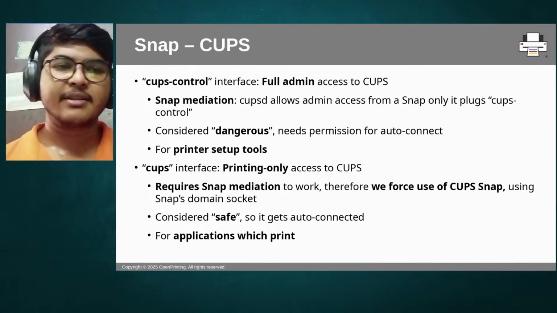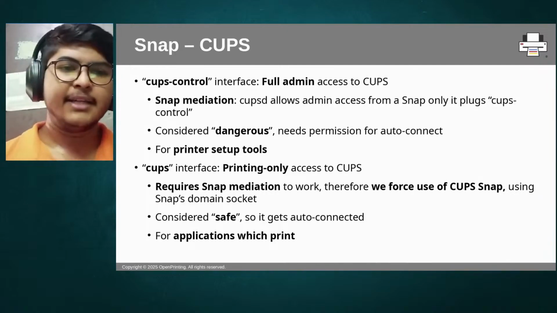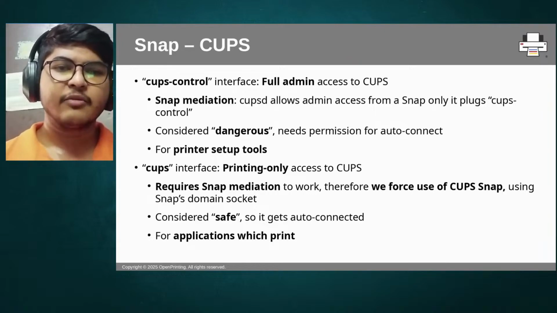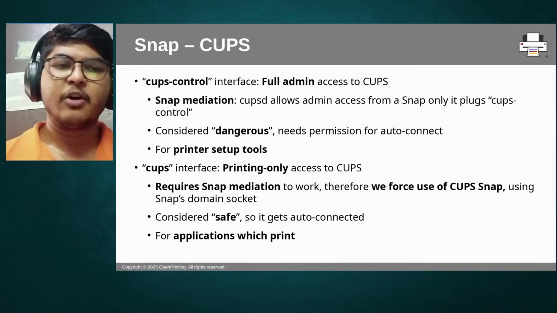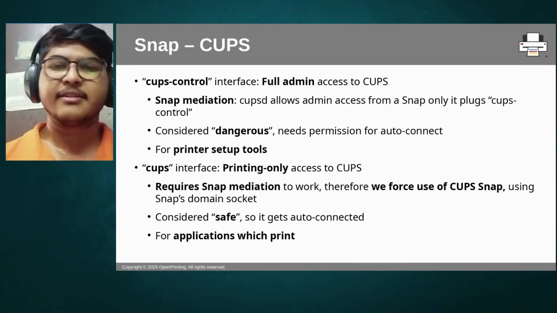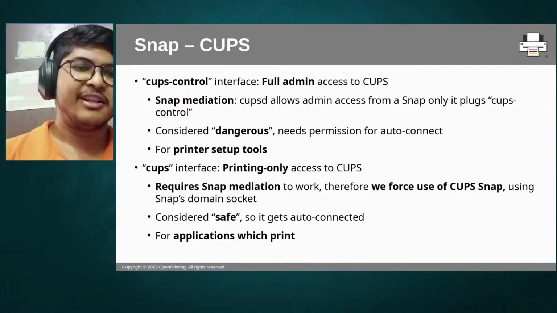And the cups interface is the printing-only access to the CUPS backend. With this interface you can just print, and nothing destructive can be done through it. It also requires snap mediation to work, and that's why we currently force the use of the cups snap, because the snap mediation is done. This is a very secure method to print, and that's why this plug is always auto connected. More on the cups snap will be explained by Till. So over to you, Till.